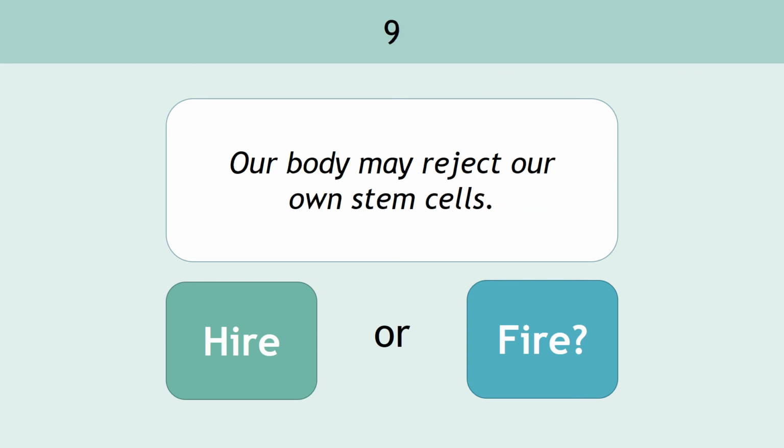Number 9, our body may reject our own stem cells. I would go with fire on that one, because they're our own stem cells. Actually, your body would recognize them like any other tissue and not reject them unless you have a disease where your body is attacking itself. So actually, using your own stem cells would be really good. It's the best alternative for a lot of things because your body wouldn't reject them.